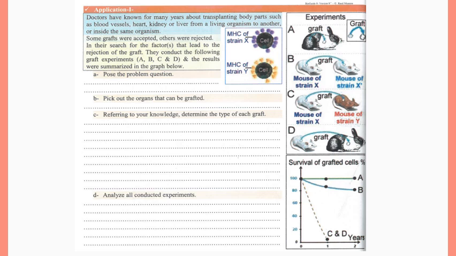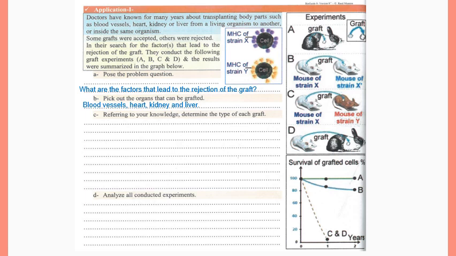Pose the problem question. So here, what is the problem? What they are searching for? The problem is: what are the factors that lead to the rejection of the graft? That's why they are doing these experiments, and don't forget to put the question mark at the end. Pick out the organs that can be grafted from the text. The organs are blood vessels, heart, kidney, and liver.